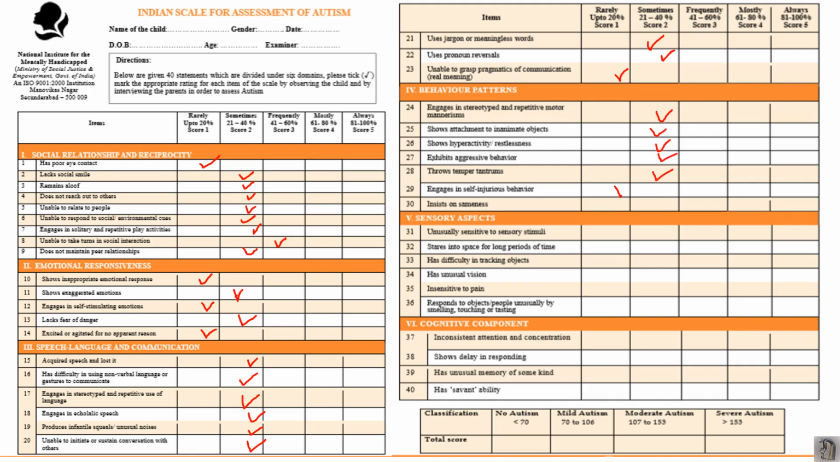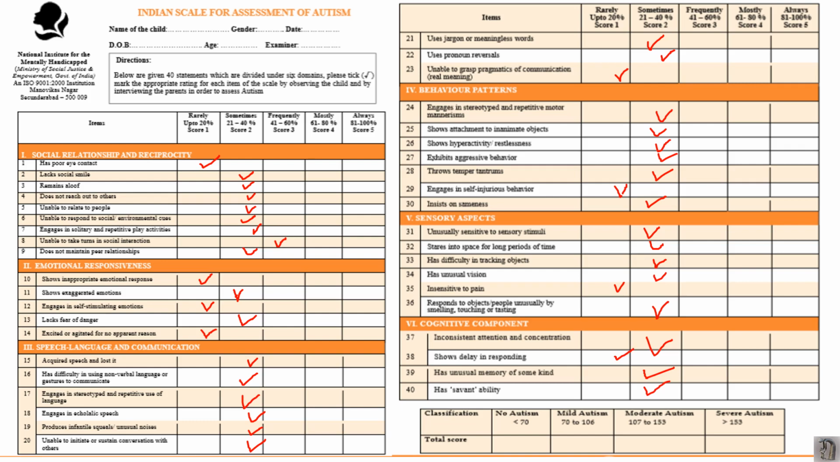So check mark, which is very important. Without this you cannot score it. So what I have done is, I have just check marked almost everything now. Once you have done that, then you have to score it.